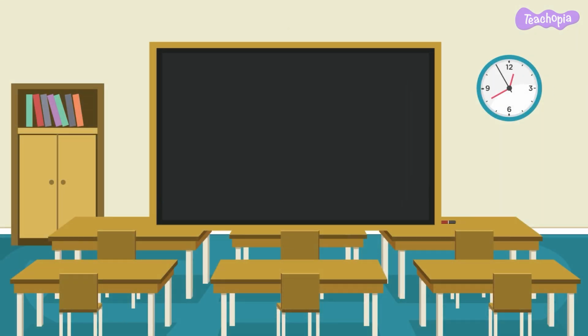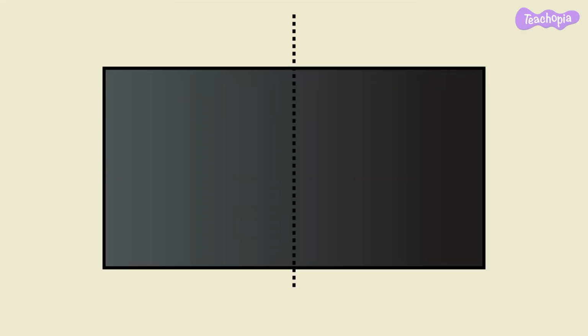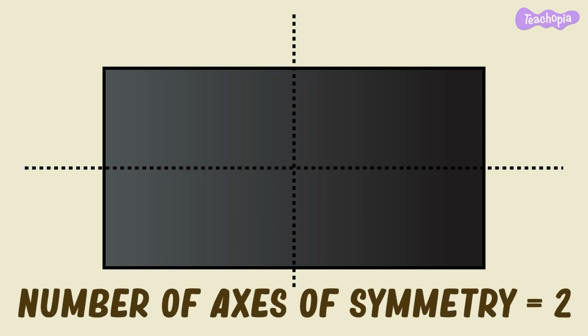The blackboard in your classroom is of a rectangular shape. The outline of the blackboard can be folded from left to right and from top to bottom along the horizontal line. Therefore, the outline of the blackboard has two axes of symmetry or two lines of symmetry.